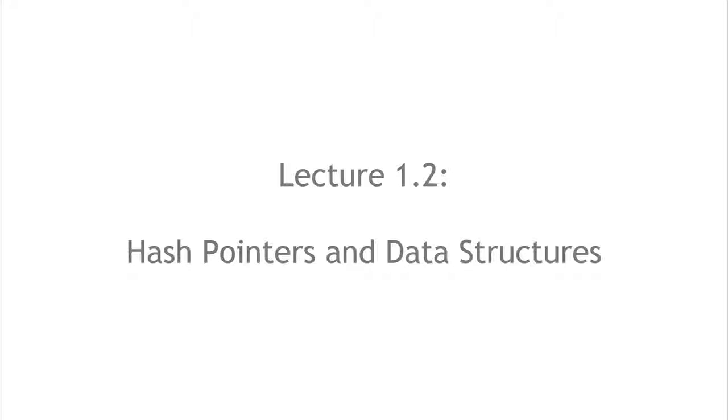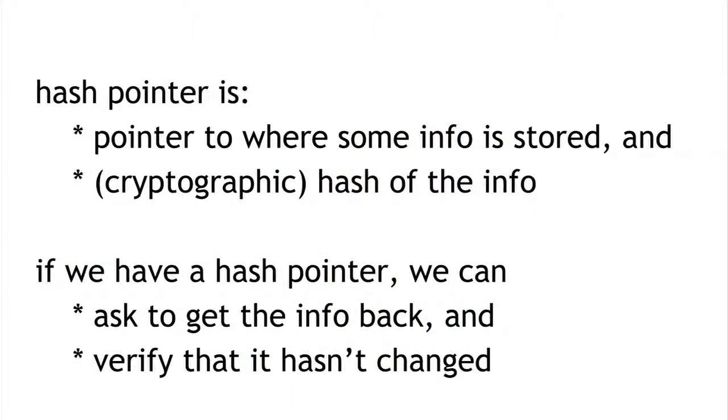In section 1.2, we're going to talk about hash pointers and their application. A hash pointer is a kind of data structure that turns out to be used a lot in the systems that we're talking about. A hash pointer is basically a simple thing: we take a pointer to where some information is stored, and together with that pointer, we store a cryptographic hash of the information. Whereas a regular pointer gives you a way to retrieve the information, a hash pointer lets us ask to get the information back, and it's also going to let us verify that the information hasn't changed. So a hash pointer tells us where something is and what its value was.